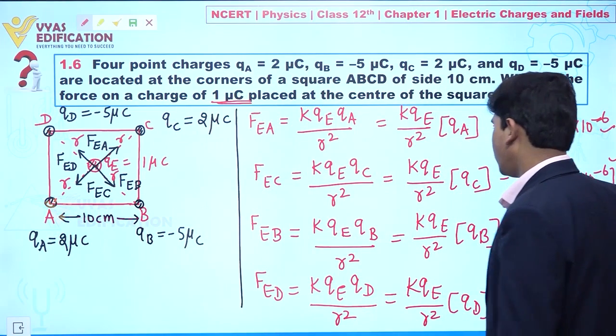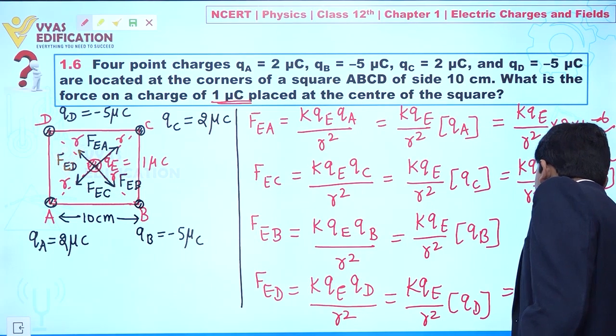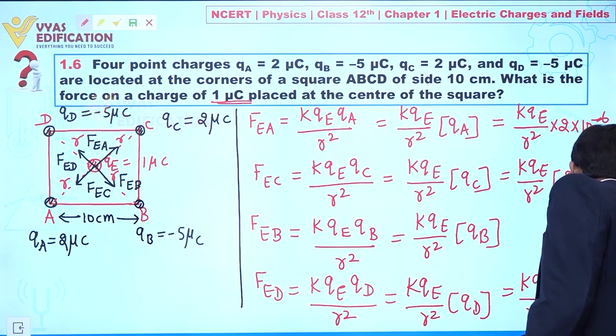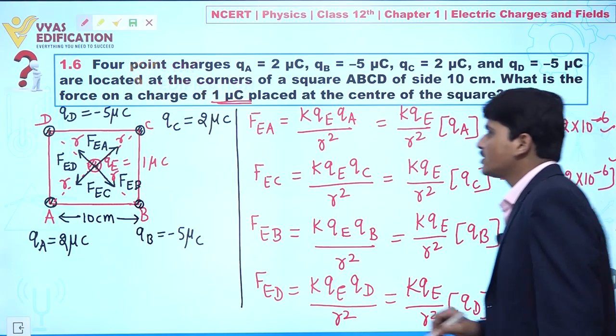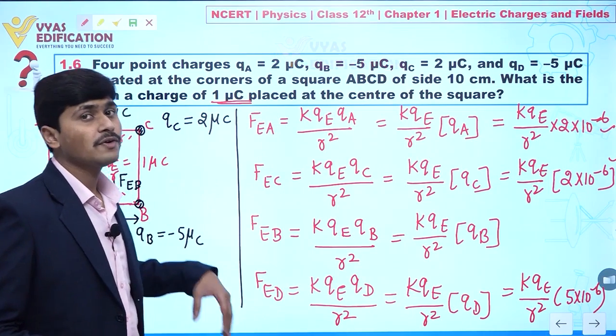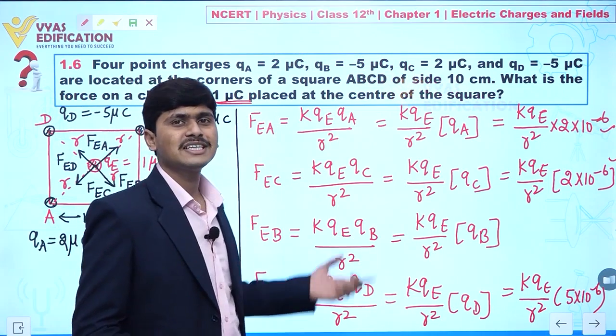So for the ED, we can write like this: KQE upon R square, and this is 5 into 10 to the power minus 6. Direction we have already considered, so no need to write. Clear? Or if you write, then you have to write all the forces in a vector form.